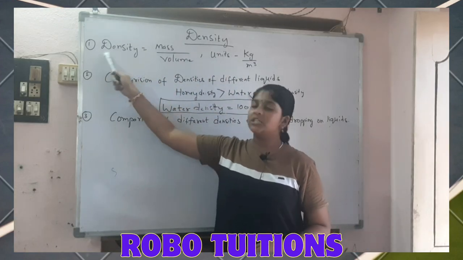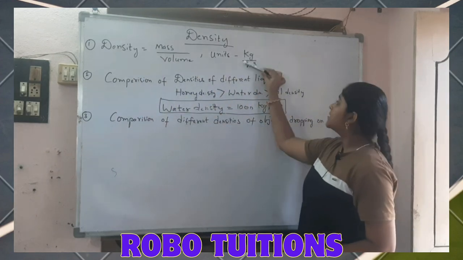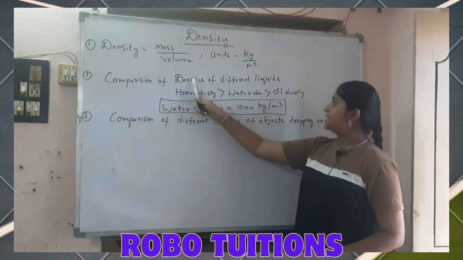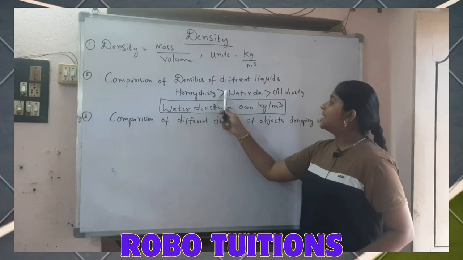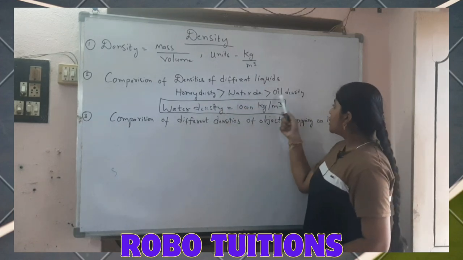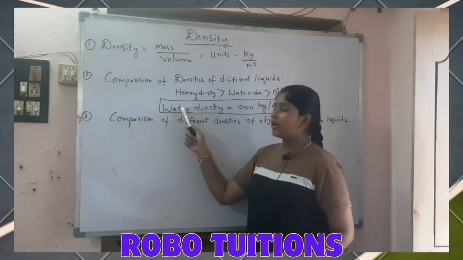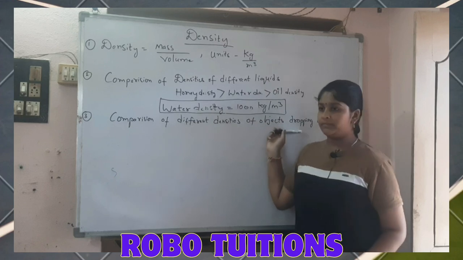The definition of density is mass by volume. The unit is kg per meter cube. The comparison of density of different liquids: honey density is greater than water density, and water density is more than oil density. The density of water is 1000 kg per meter cube.